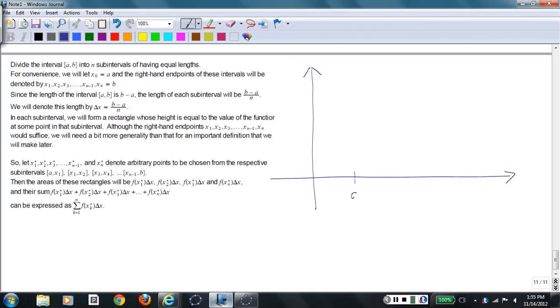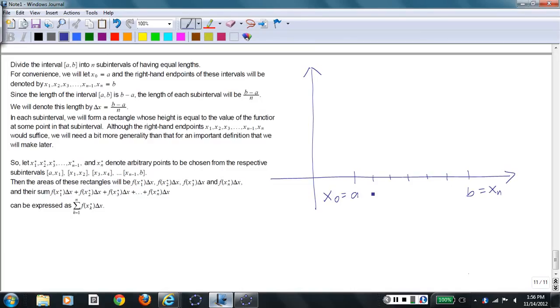So here's A, and here's B. And we're going to say A is equal to x sub 0, and B is equal to x sub n. And we're going to begin by partitioning the interval into subintervals of equal size. Ultimately, we'll relax that, where all we need is just a collection of points along the x-axis between A and B, and they don't have to be spaced equally apart. But for now, let's see if I can do this so that it looks reasonably well done.